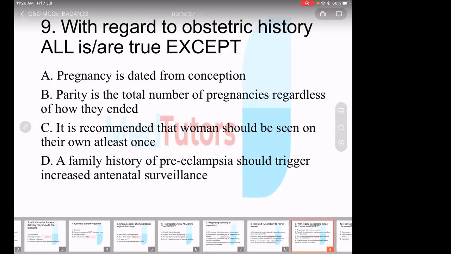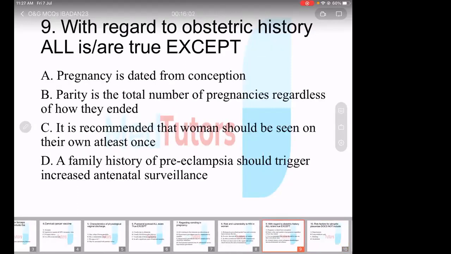Question 9, with regard to obstetric history, all is or are true except A, pregnancy is dated from conception. B, parity is the total number of pregnancies regardless of how they ended. C, it is recommended that women should be seen on their own at least once. D, a family history of pre-eclampsia should trigger increased antenatal surveillance. So you are looking for the true, either one or all are true.